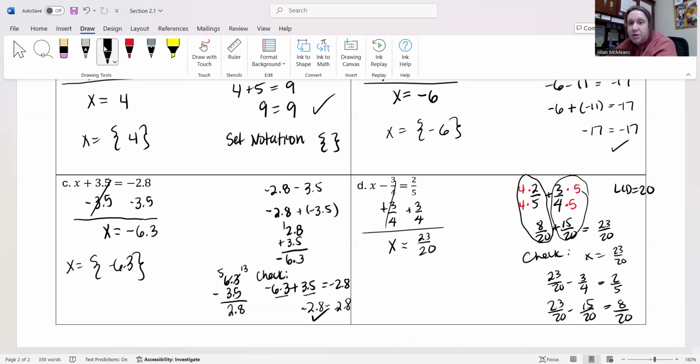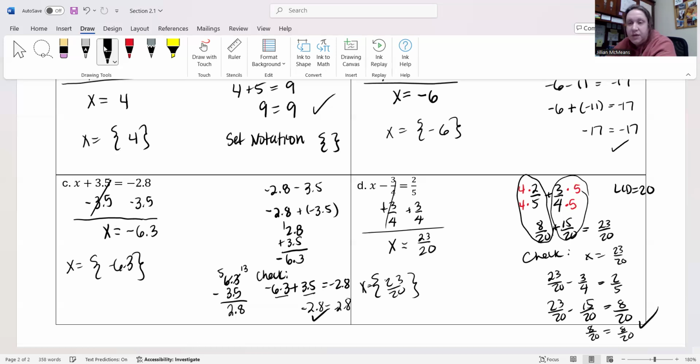So I can take 23/20 and subtract 15/20. I just subtract the numerators. So 23 minus 15 is 8/20. Does 8/20 equal 8/20? Absolutely. So we can say here that the solution really is 23/20.